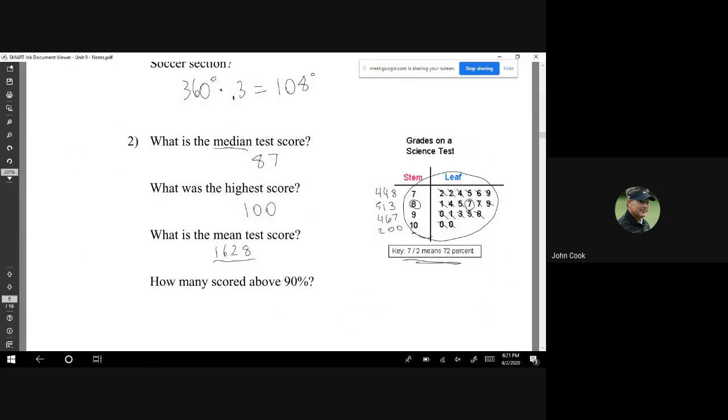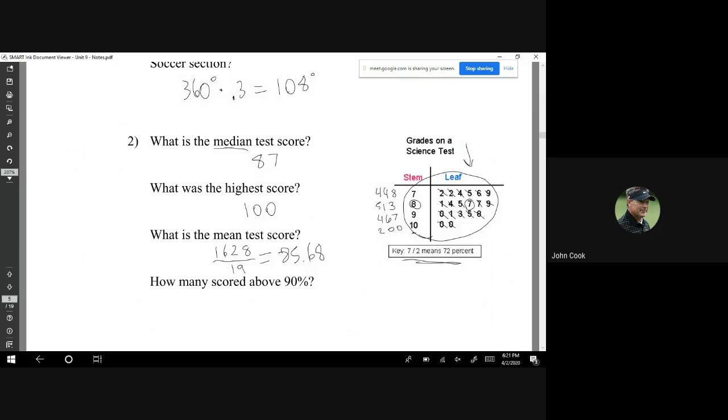total number of numbers. So let's count up how many there are. 1, 2, 3, 4, 5, 6, 7, 8, 9, 10, 11, 12, 13, 14, 15, 16, 17, 18, 19. So there's a grand total of 19 numbers over here, and you can count all those up by just counting up the individual values over in this leaf part. There should be a total of 19 of those. All right, so let me just divide them out. 1628 divided by 19 on my calculator, and I end up with an average of 85.68. All right, so there's our average.